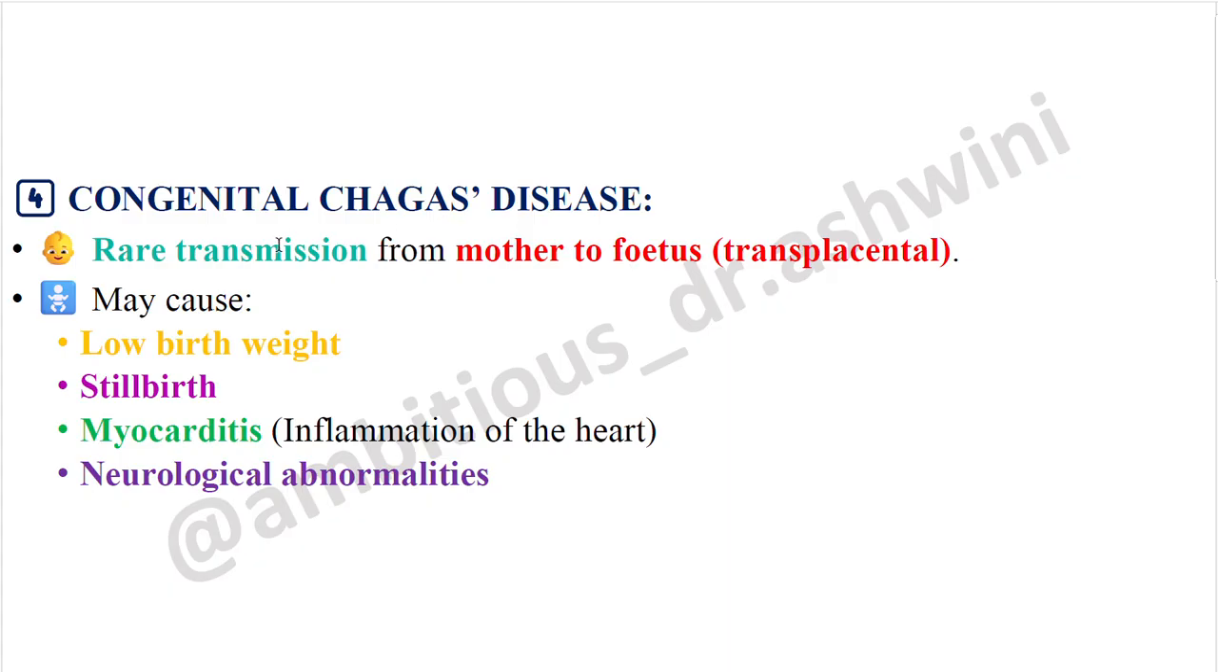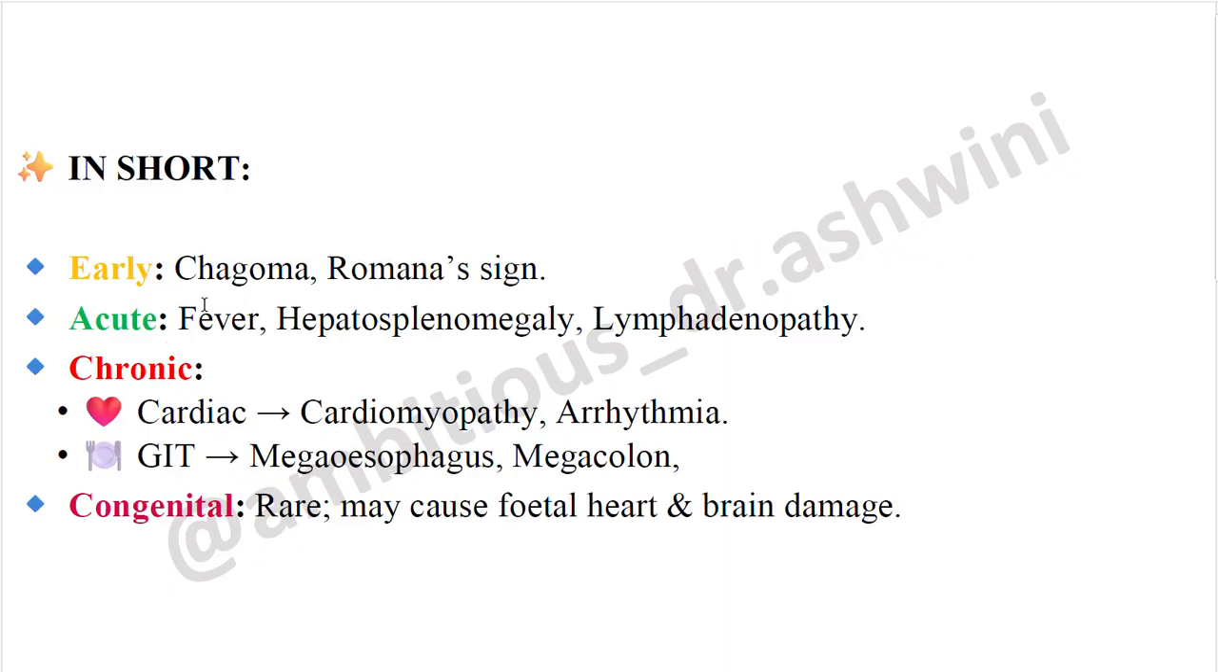Congenital Chagas disease, rare transmission from mother to fetus, which is transplacental. May cause low birth weight, stillbirth, myocarditis, which is inflammation of the heart, and neurological abnormalities. In short, early: chagoma, Romana's sign; acute: fever, splenomegaly, and lymphadenopathy; chronic: cardiac cardiomyopathy, arrhythmia; GIT: megaesophagus, megacolon; congenital, which is rare and may cause fetal heart and brain damage.